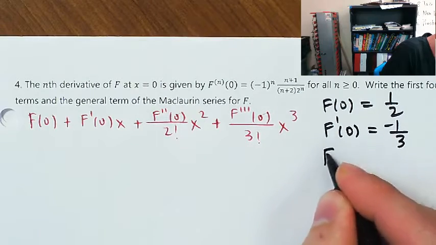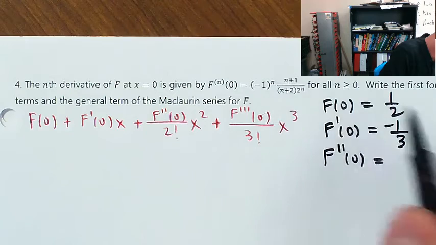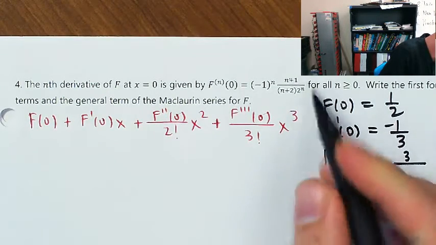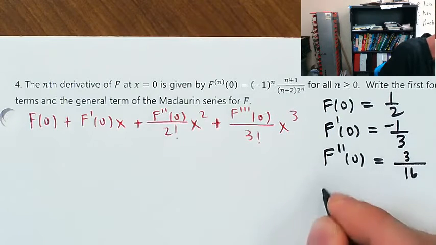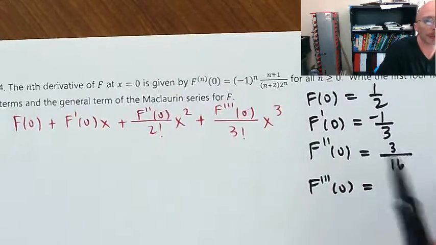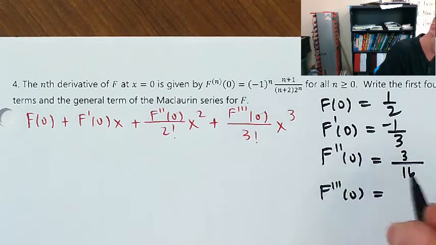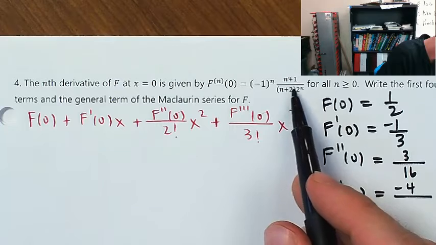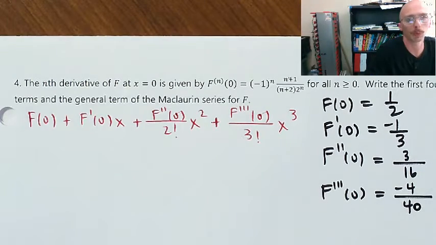Okay, and then I'm going to need f double prime and f triple prime. All right. Positive 1. 2 plus 1 is 3. Over, when n equals 2, I've got 4 times 4 is 16. Okay. Now, go back over here, triple prime, I'm going to have a negative. When n is 3, I'll have 4 in the numerator. And so n is 3, so that's 5 times 8 is 40. Okay, so we'll be able to simplify that when we need to.